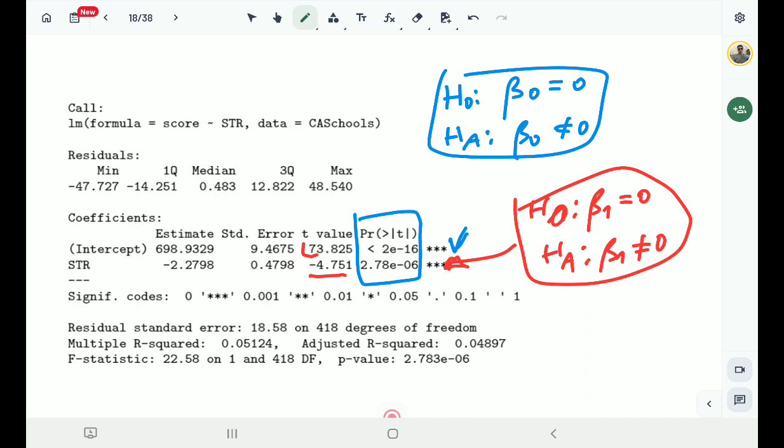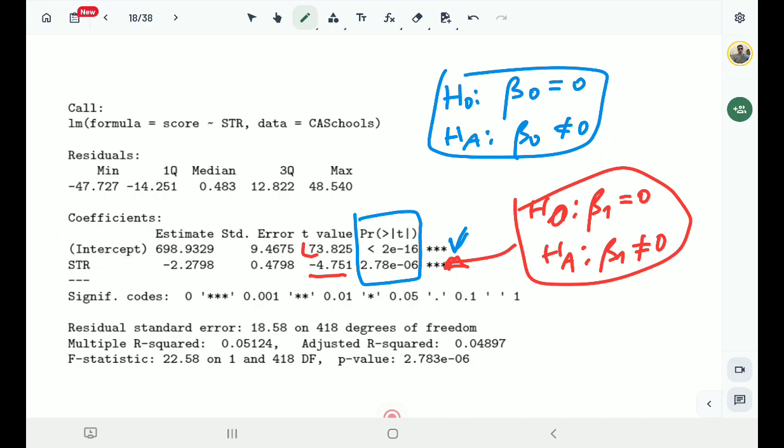The null hypothesis that beta 1 is equal to 0 is rejected because the t-value is greater than 2 in absolute value, right? So both the critical value and p-value approaches should give you the same conclusion. They cannot contradict each other. Remember that. And what else do we see here?